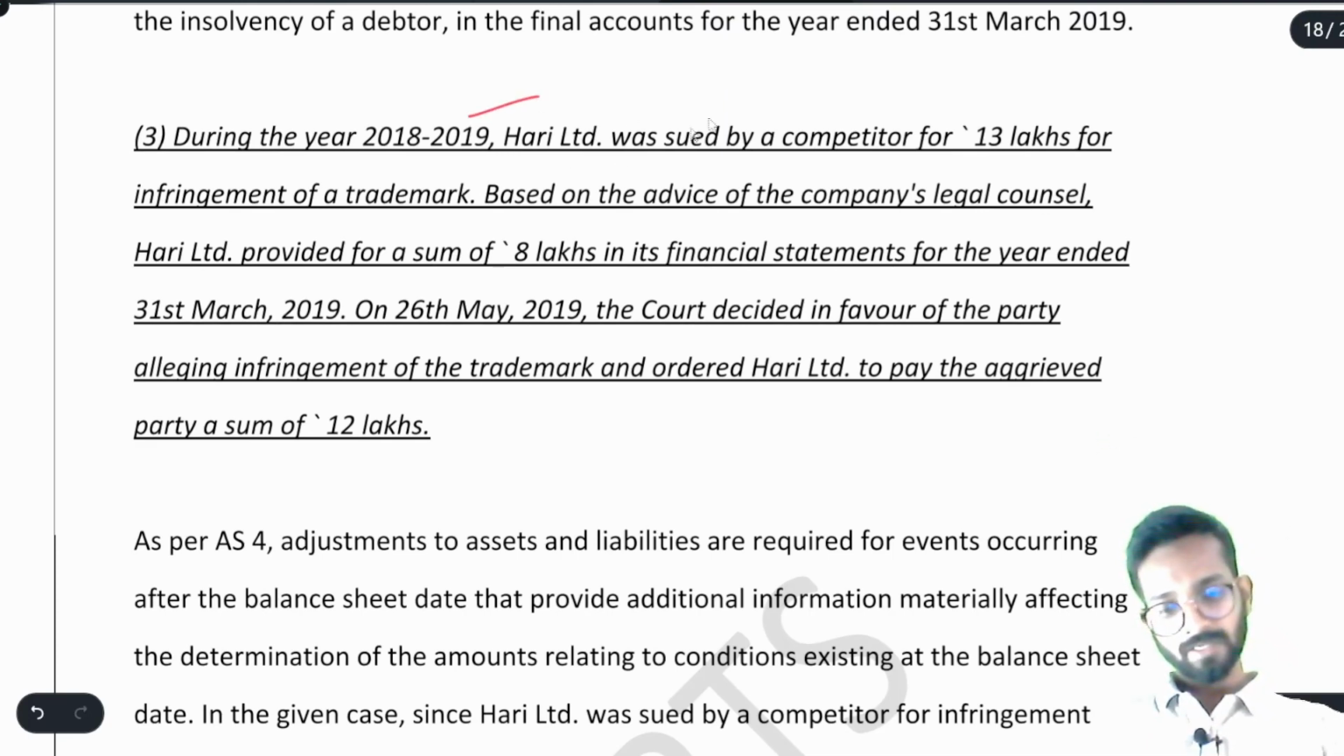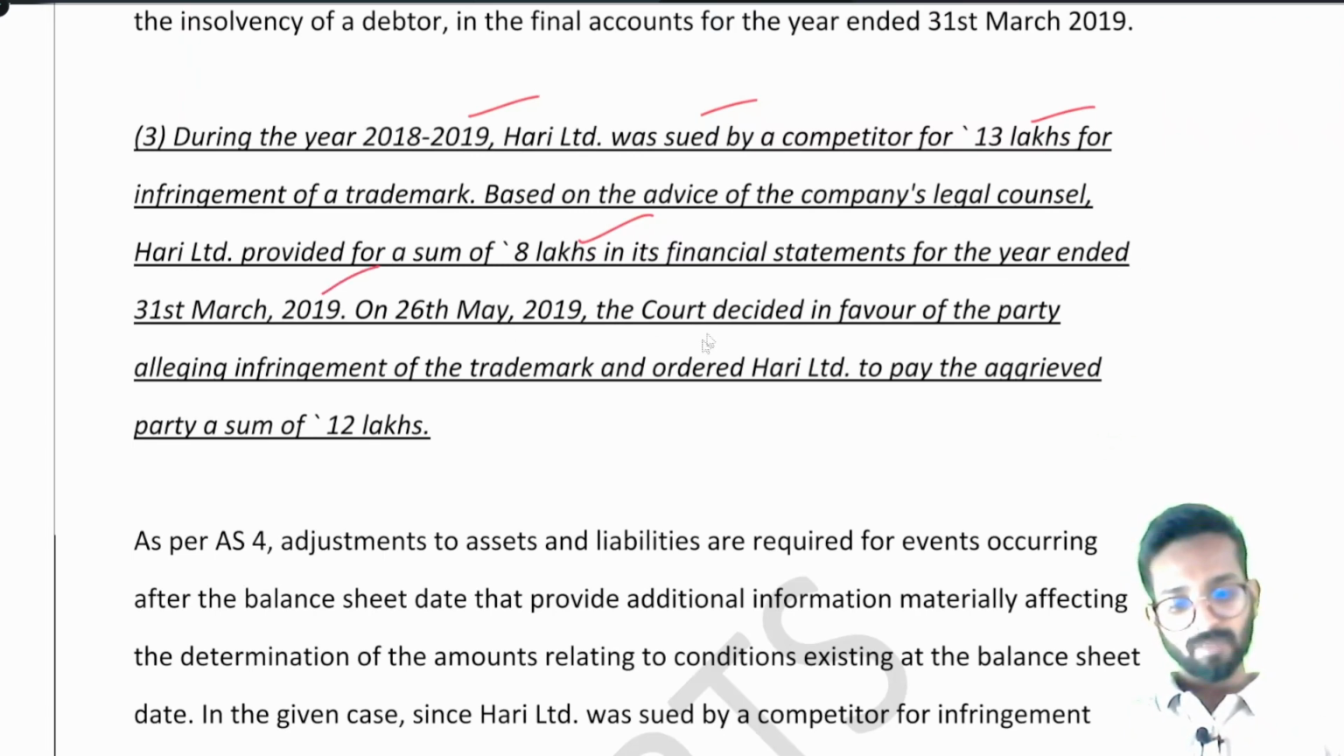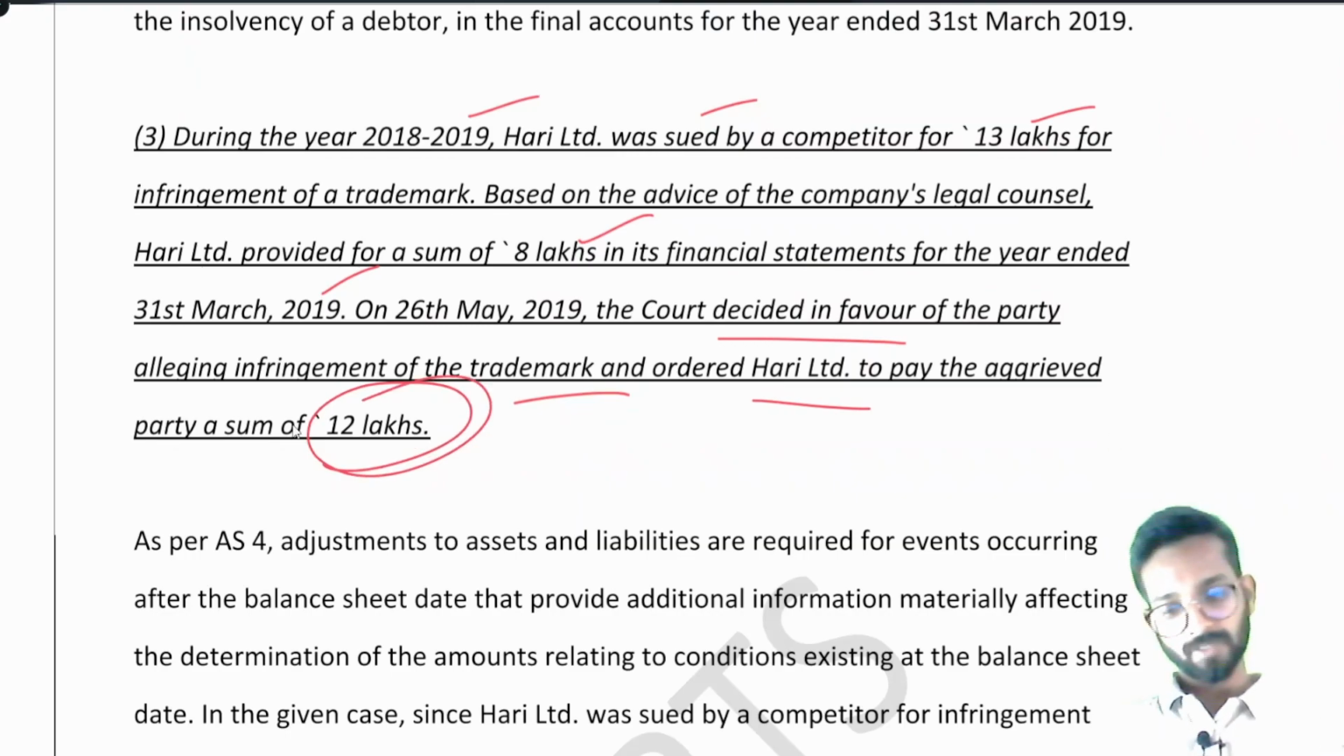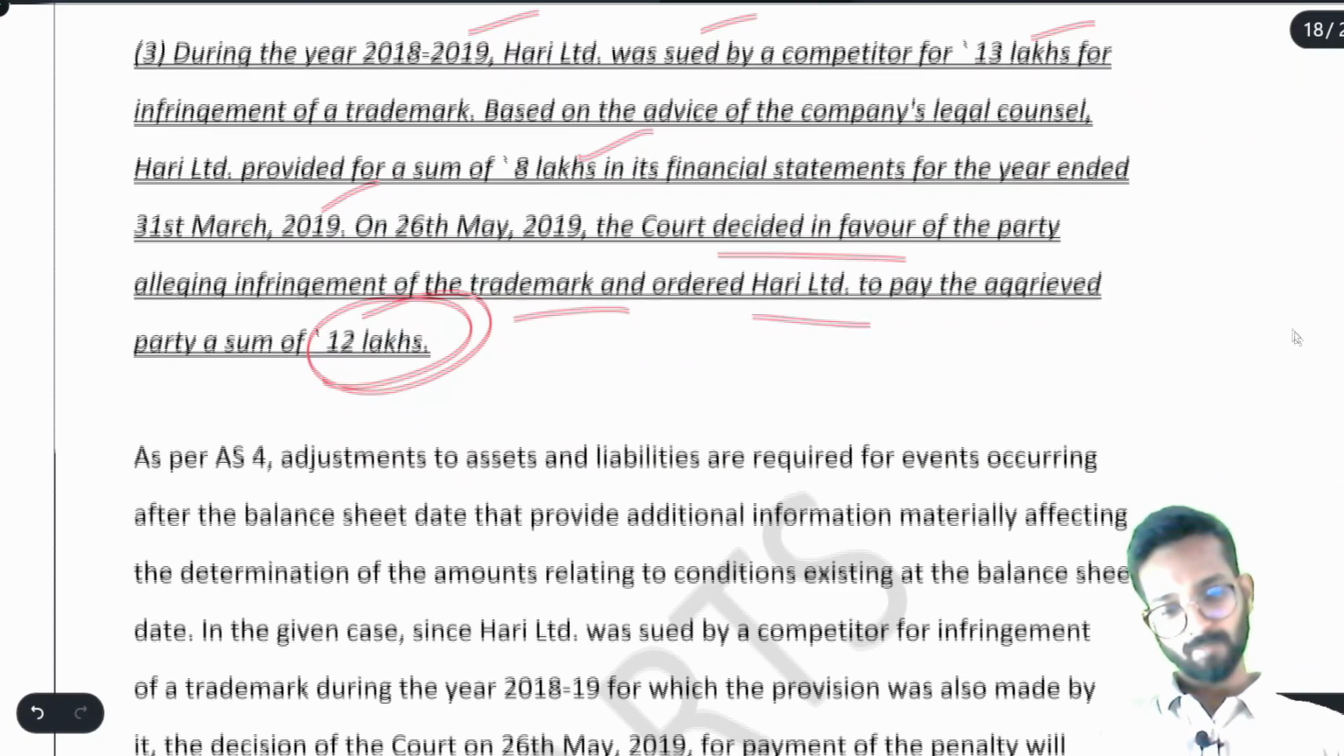During 18-19, Hari Limited was sued by the competitor for 13 lakh. Based on the advice from legal counsel, Hari Limited provided a sum of 8 lakh in the financial statements for the year ended 31st March 19. On 26th May, the court decided in favor of the party alleging infringement of the trademark and ordered Hari to pay the aggrieved party a sum of 12 lakhs. Okay. So, now read. It is very important. See.